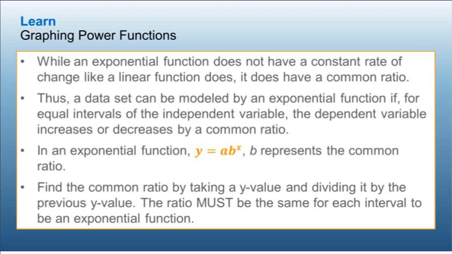So how do you find the common ratio? To find the common ratio, you pick one of the y values and divide it by the previous y value. And the ratio must be the same for each interval for it to be an exponential function.